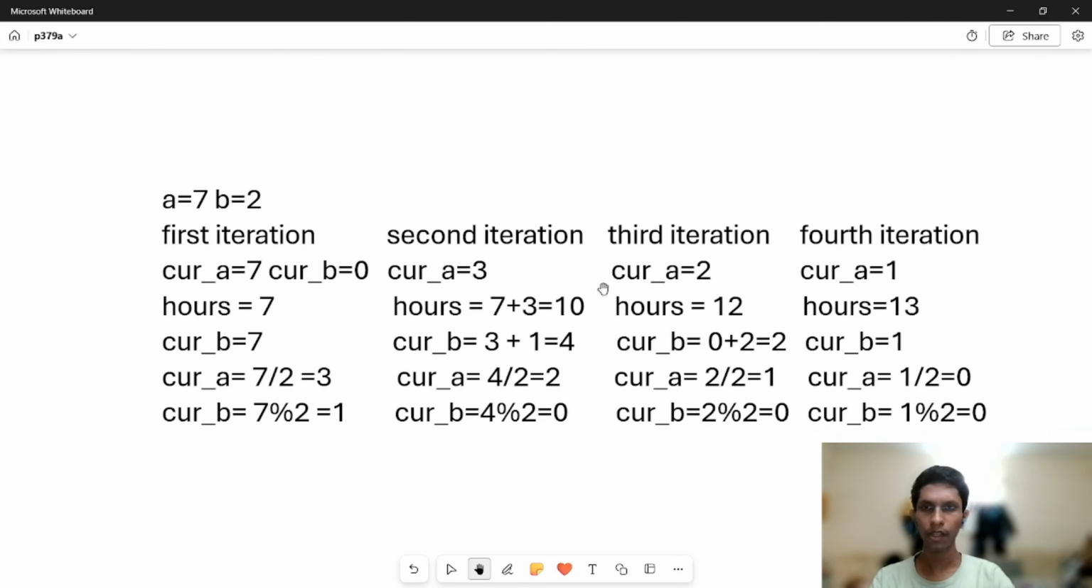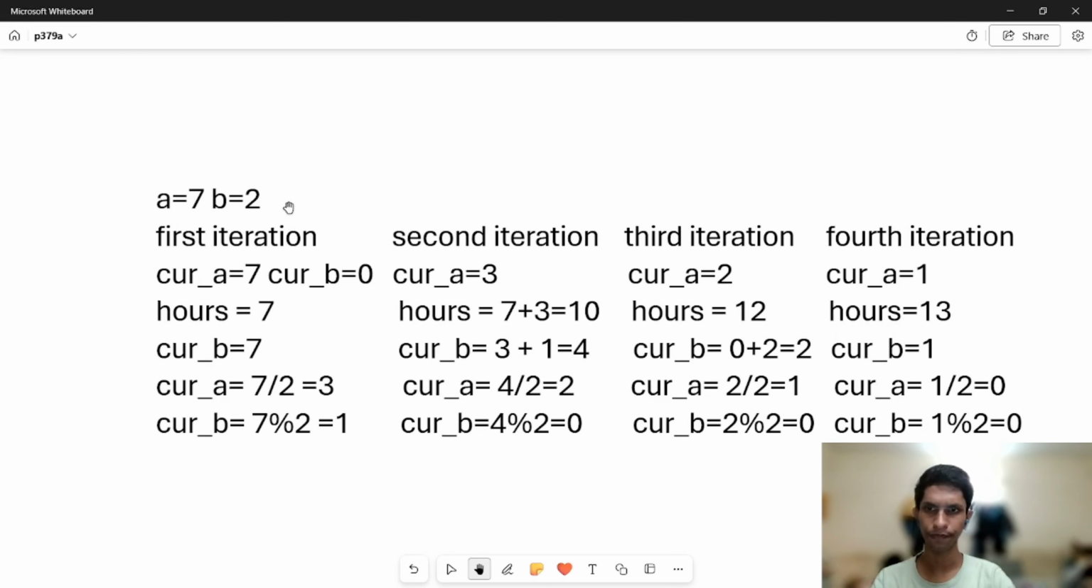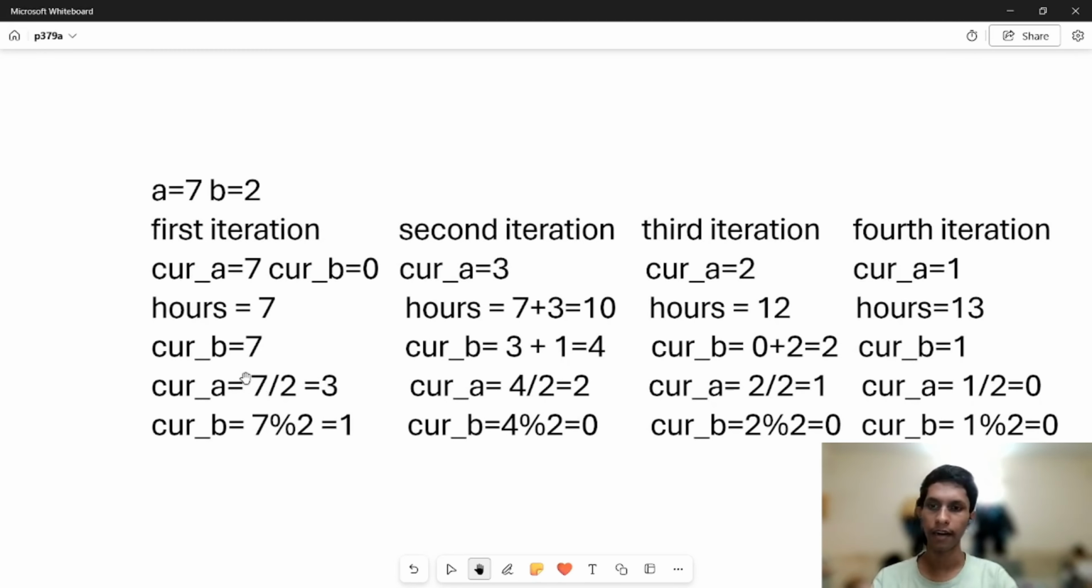I've taken A equal to 7 and B equal to 2. In the first iteration, our current A will be 7 and current B will be 0. Since initially we are not burning any candles, burnt candles will be 0 and the candles that we have will be 7. After we burn all the 7 candles, it will be 7 hours of light. After that, the burnt candles that we'll have will be 7, and here we'll calculate the current A value, which will be used in the next case.